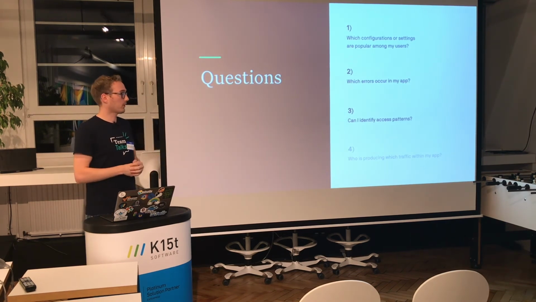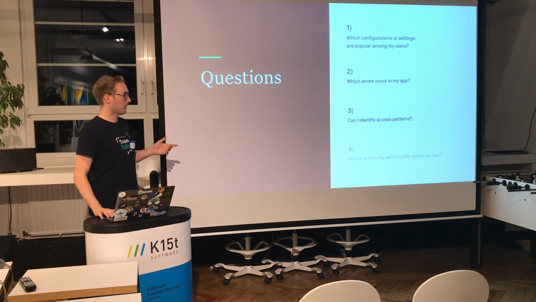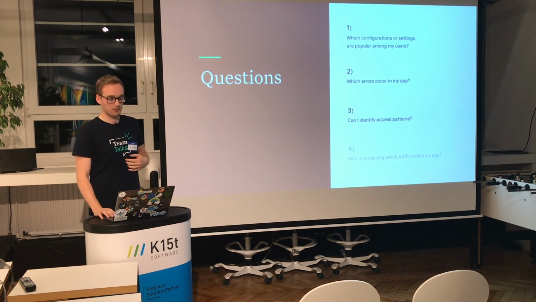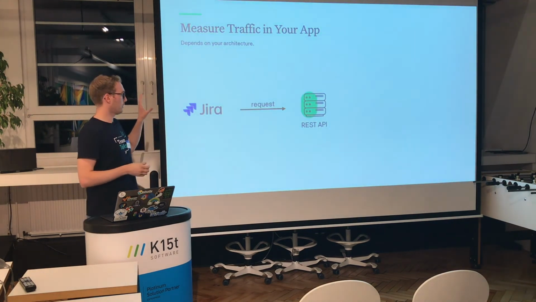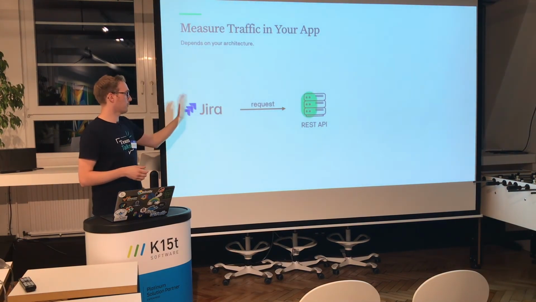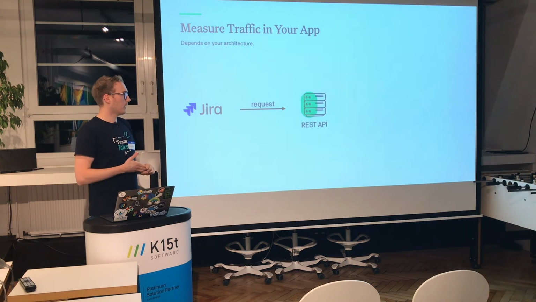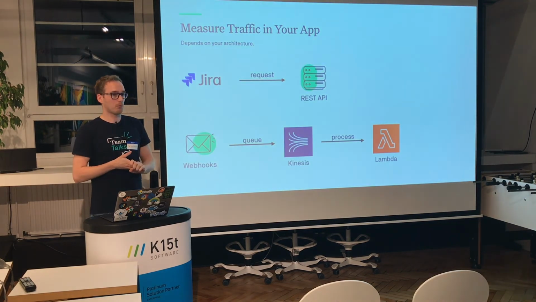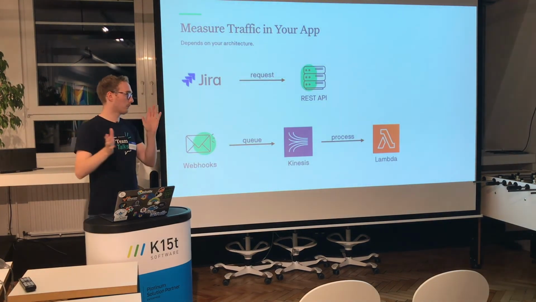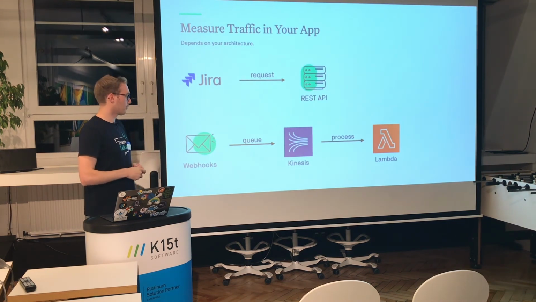The remaining question is, can we also identify who is actually producing the biggest traffic within my app? For that, it depends a bit on how the architecture of your app looks. If you have, for example, a service or a user making requests to the REST API, you might easily measure who is doing all those requests. If you have some sort of event processing, this makes it more complicated, because you could have multiple producers and consumers, and collecting all of that is more complicated.